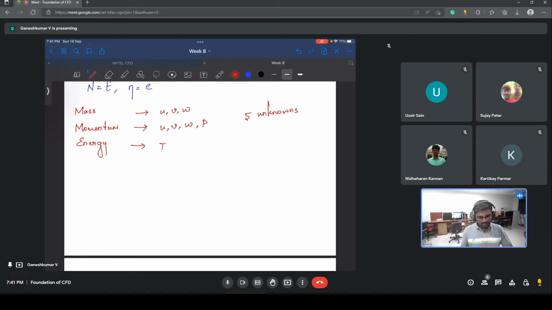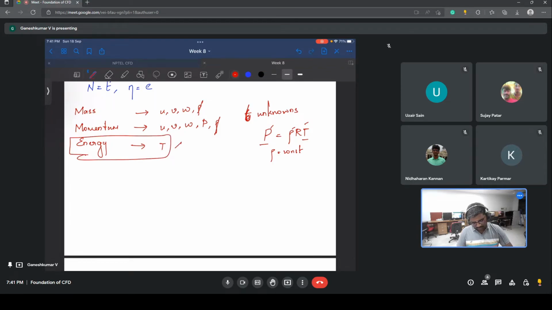And we also have density. We forgot density, so 6 unknowns. Usually if it's a gas, it becomes P equals rho RT, the ideal gas equation comes in. Density depends on pressure, all those things come into the picture. But if it's incompressible, which is what we were dealing with for this entire course, rho is constant, so one variable has reduced, and P is not dependent on T. So we don't need to solve the energy equation. We just need to solve the mass and momentum equations.